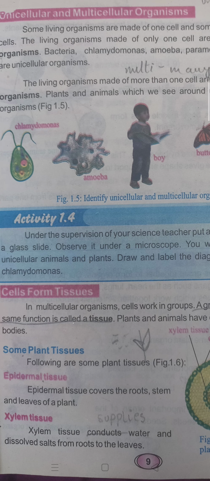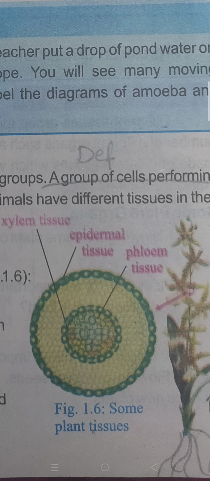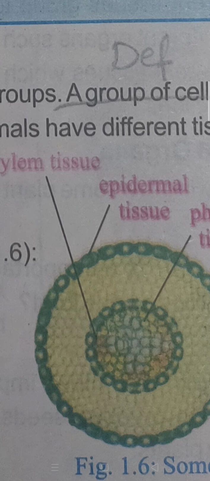Next is xylem. Xylem and phloem are the most important plant tissues because xylem conducts water, means supplies water, and phloem supplies food. Xylem tissue conducts water and dissolved salts from the roots to the leaves, and maybe nutrients also. This is the xylem tissue in a plant.